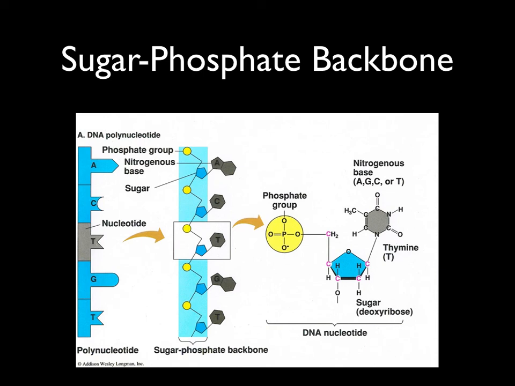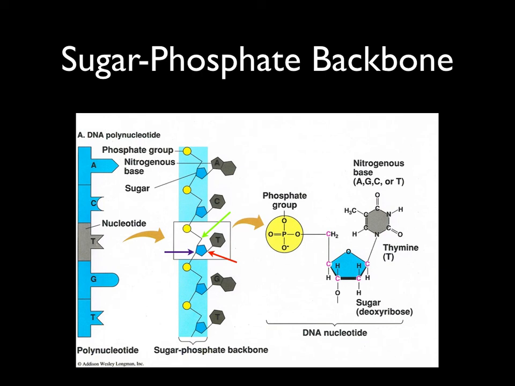Recall that before we identified and labeled each of the carbon atoms that comprise the deoxyribose sugar. So here is the 1' carbon. Remember that the nitrogenous base is always attached to the 1' carbon. This carbon atom is the 3' carbon. And you can also see the 5' carbon to which the phosphate group is attached.